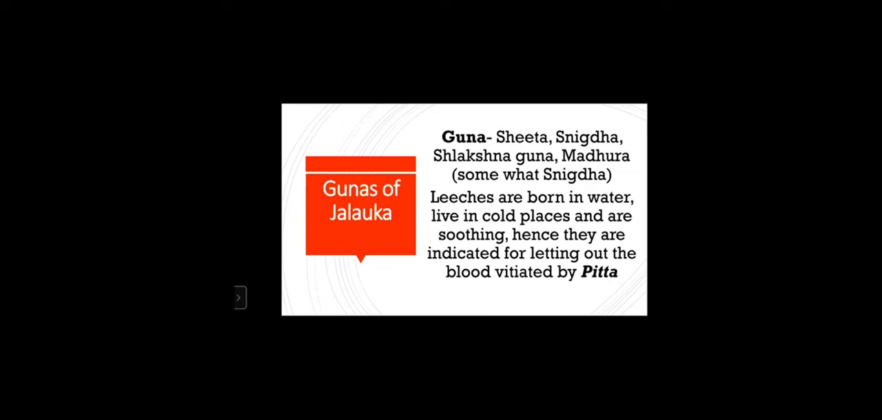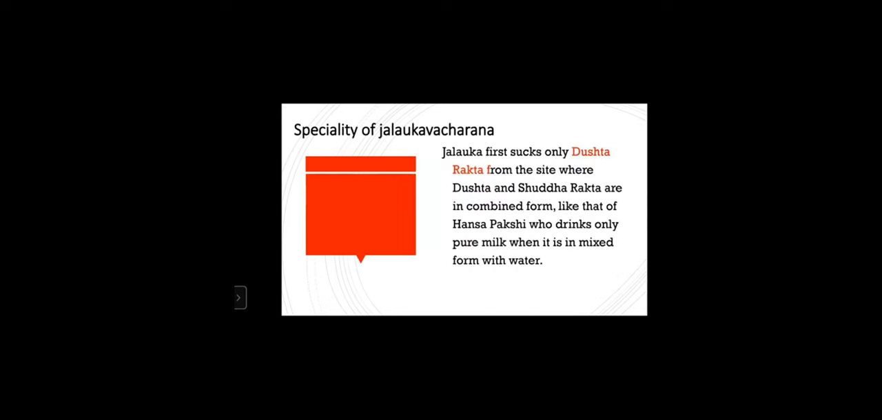Then about the gunas of jaloga: sheetha, snigdha, sleshna guna, and madura. Somewhat snigdha actually. These are born in water, live in cold places and are soothing, so we use them especially for pitta. Then the speciality of the jaloga: it is said that it sucks only dushta rekta first. There is a simile, like the hansa pakshi which drinks only pure milk when we give it milk mixed with water. Like that, the jaloga will first suck the dushta rekta.